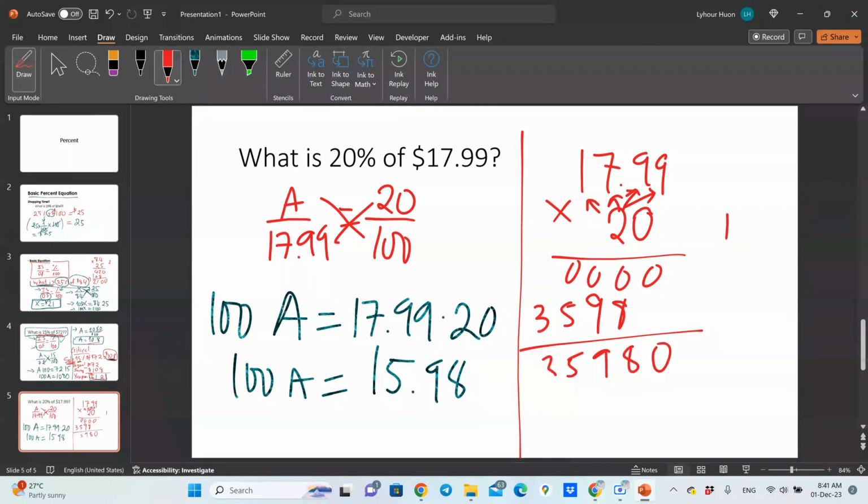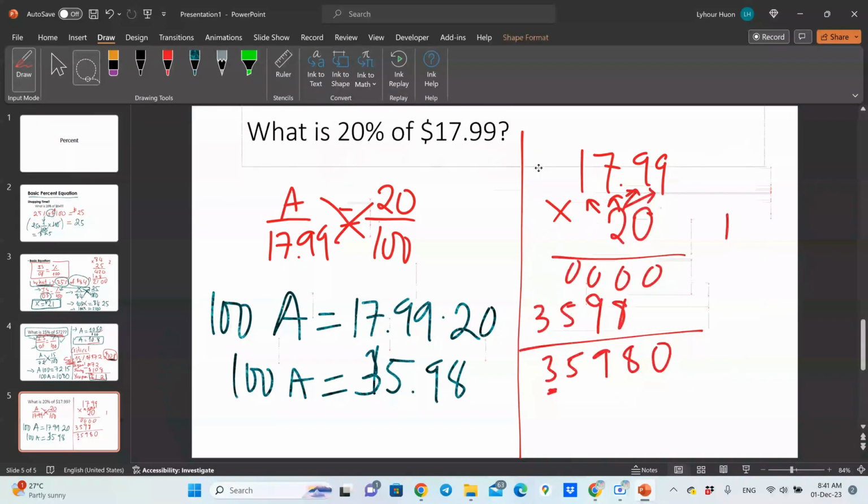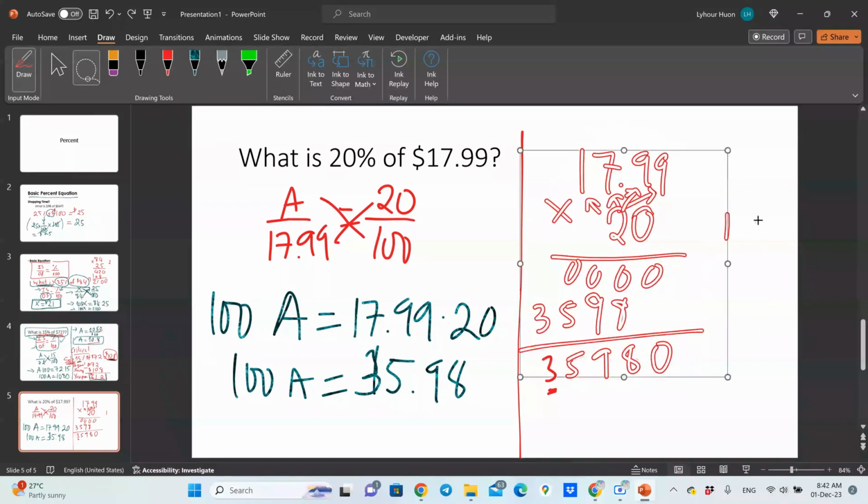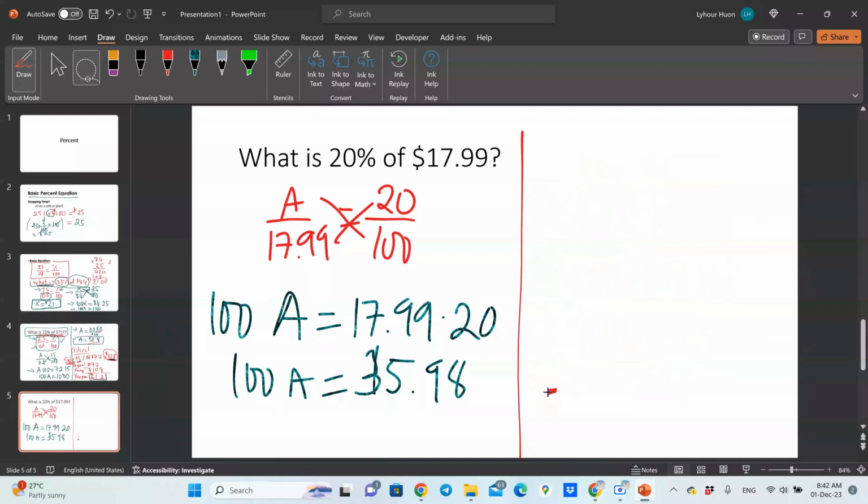I forgot about the one. So here it is 35.98. So here 35, change here to the number 3. 35.98.